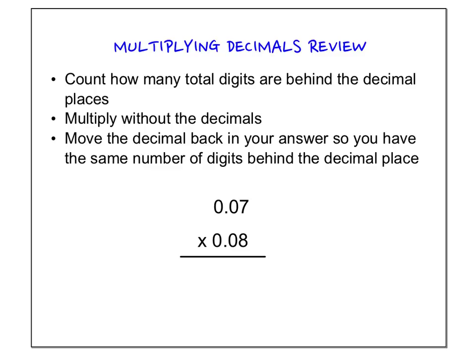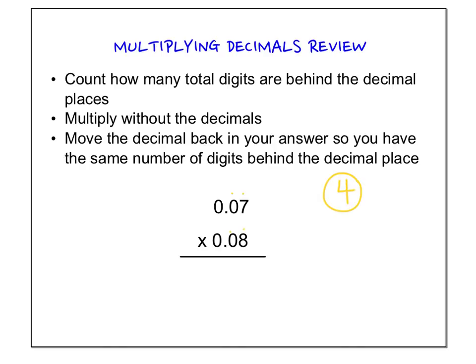Now, unfortunately, decimals are more complicated than adding and subtracting when you get into multiplying and dividing. The key thing with multiplying decimals is how many digits, 0 included, are behind the decimal point to start. If I look at this example, I have 0.07 times 0.08. I have 1, 2, 3, 4 digits behind that decimal place.